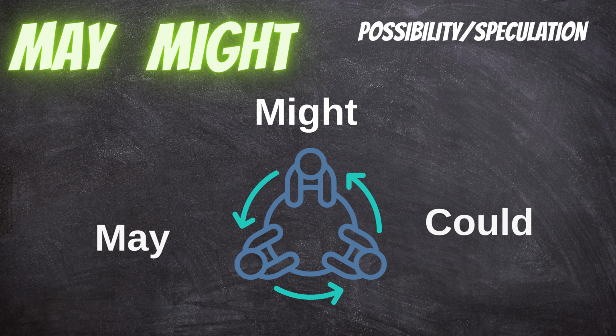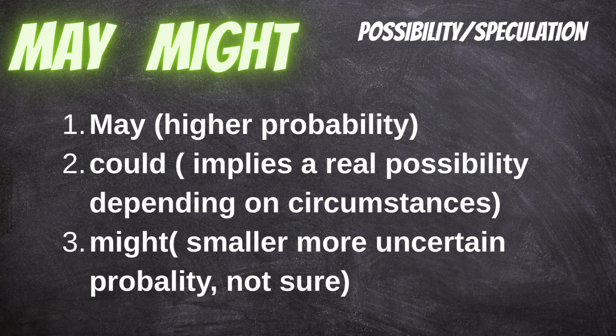But if we were to put them in order of how likely something is, we would put may at the beginning because it has a higher probability of being true. Next, we would use could because it implies a real possibility just depending on certain circumstances. And then we would put might at the end because it has a smaller, more uncertain probability and you are not sure that the information is true.